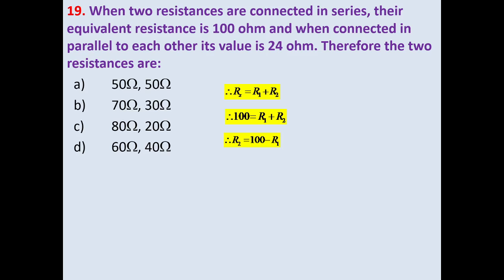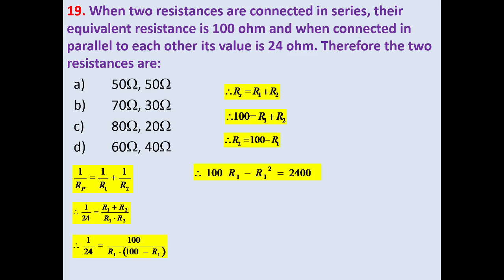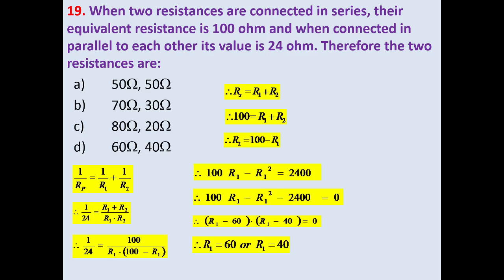Now whenever resistances are connected in parallel, we use equation 1 upon Rp is equal to 1 upon R1 plus 1 upon R2. So parallel combination resistance is given as 24 ohm. We will take cross multiplication and have a quadratic equation in R1 as given here. Rearranging and solving the equation, we will find out value of R1. It will be 60 ohm or 40 ohm. So when R1 is 60 ohm, R2 is 40 ohm. When R1 is 40 ohm, R2 is 60 ohm. So the two resistances in this case are 60 ohm and 40 ohm.